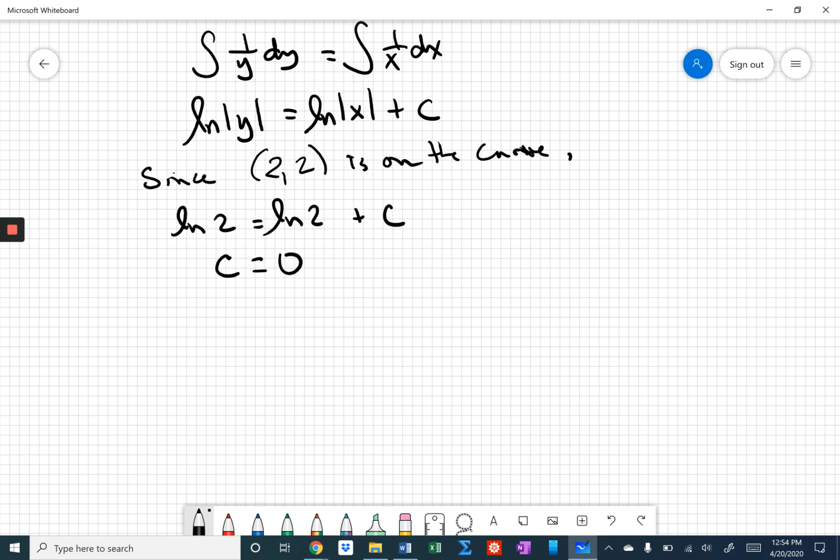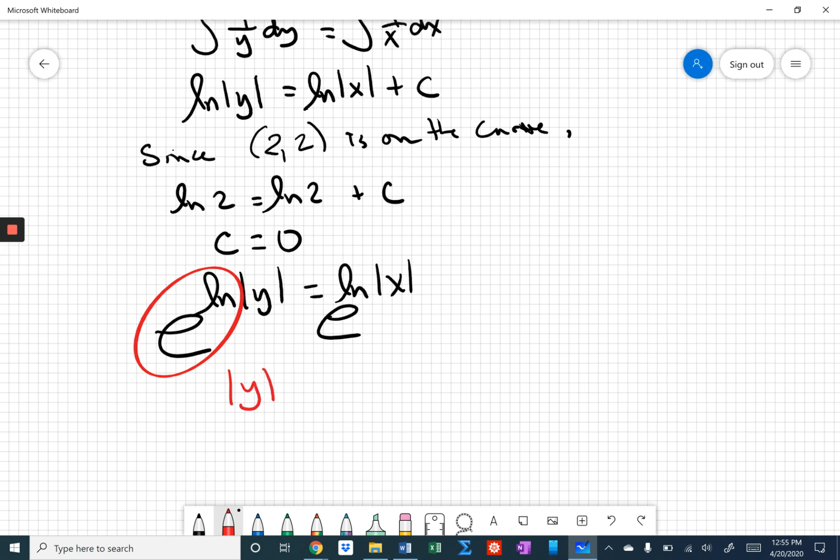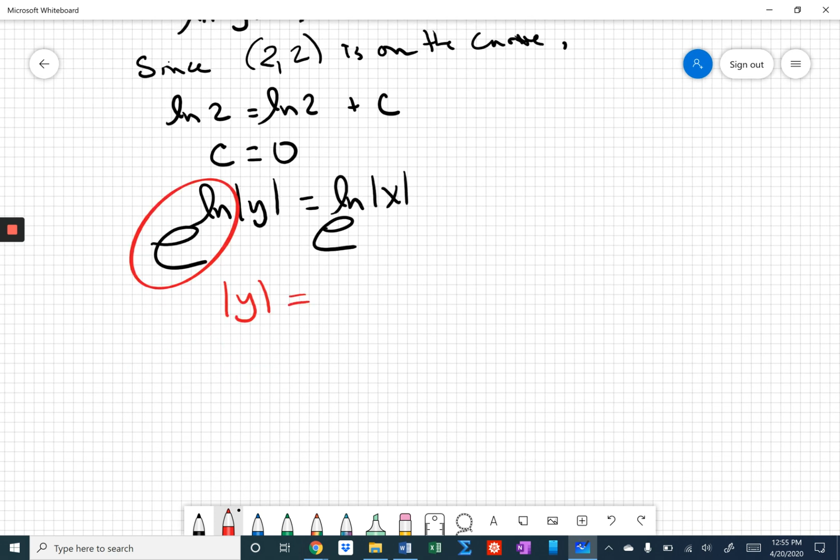Okay, and so since c is 0, that means I got the natural log of the absolute value of y is equal to the natural log of the absolute value of x. All right, so what does this tell us? Well, remember, we've got to solve for y, so I have to undo the natural log. Hopefully you remember how to undo a natural log. We're going to exponentiate both sides, base e, like this. And that means the e and the natural log are going to cancel with each other. And don't be lazy. We still have an absolute value of y left on this side. And similarly, we're going to have the absolute value of x on this side.